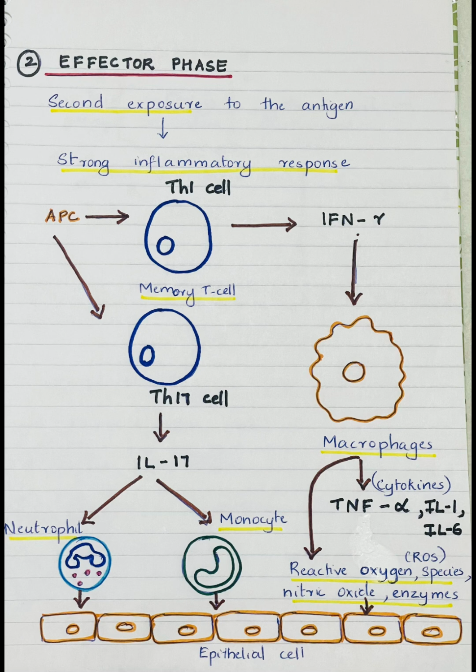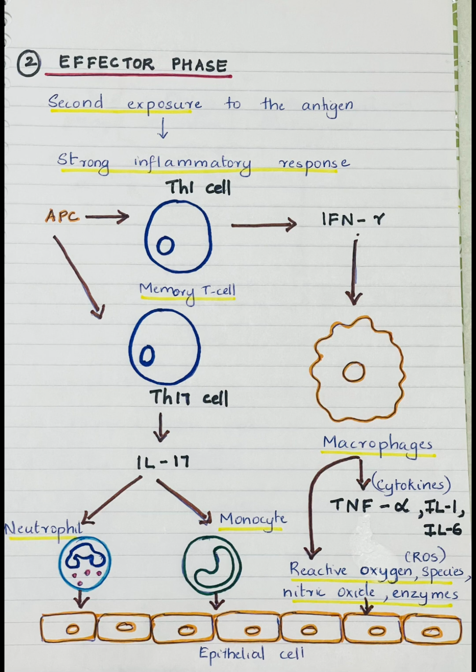Effector phase. When the same antigen enters the body again, it triggers a strong inflammatory response as the memory T cells quickly recognize the antigen and react to it. So in this phase, antigen-presenting cells such as macrophages or dendritic cells will present the antigen to memory T cells in the tissue. T helper 1 cells and T helper 17 cells will quickly recognize the antigen and become reactivated.